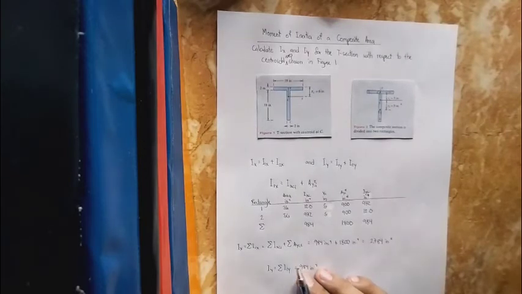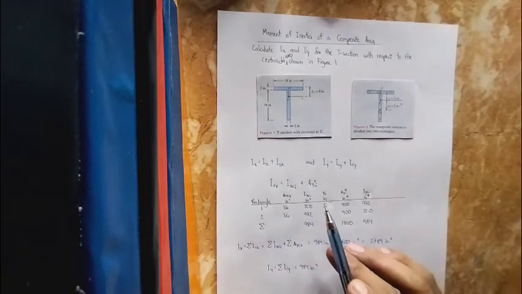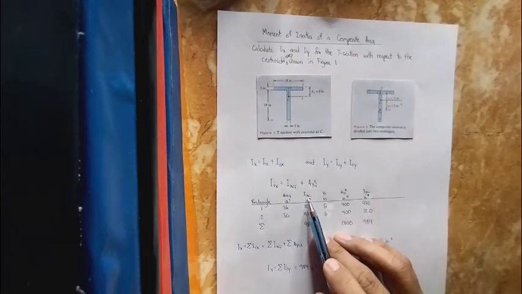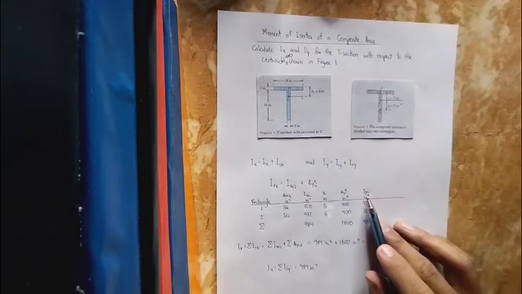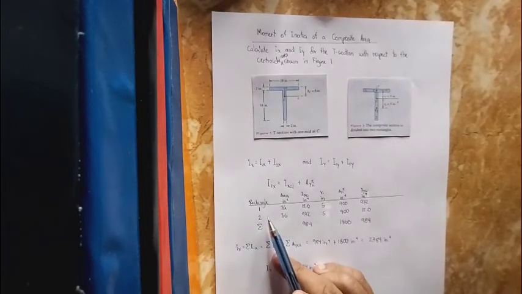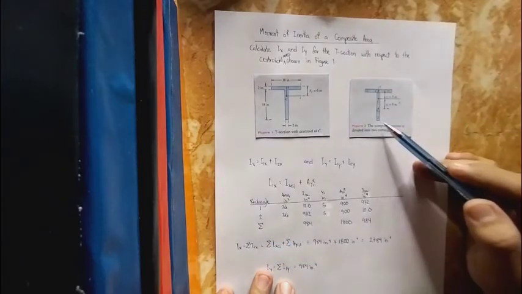Dito, gumamit tayo ng tabular format para sa ating calculation, para organized siya. Ito yung rectangle, area, moment of inertia at the centroidal x-axis, y1, area times y1 raised to 2, at ito yung moment of inertia at the centroidal y-axis. Rectangle 1. Ito yung rectangle 1 natin, ito yung rectangle 2 natin.